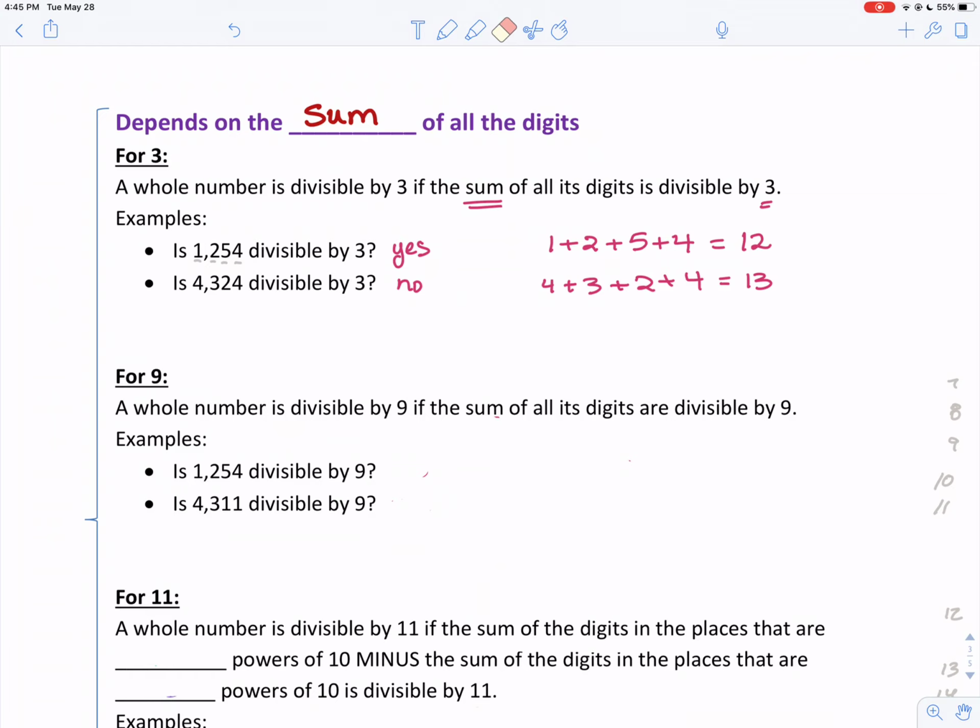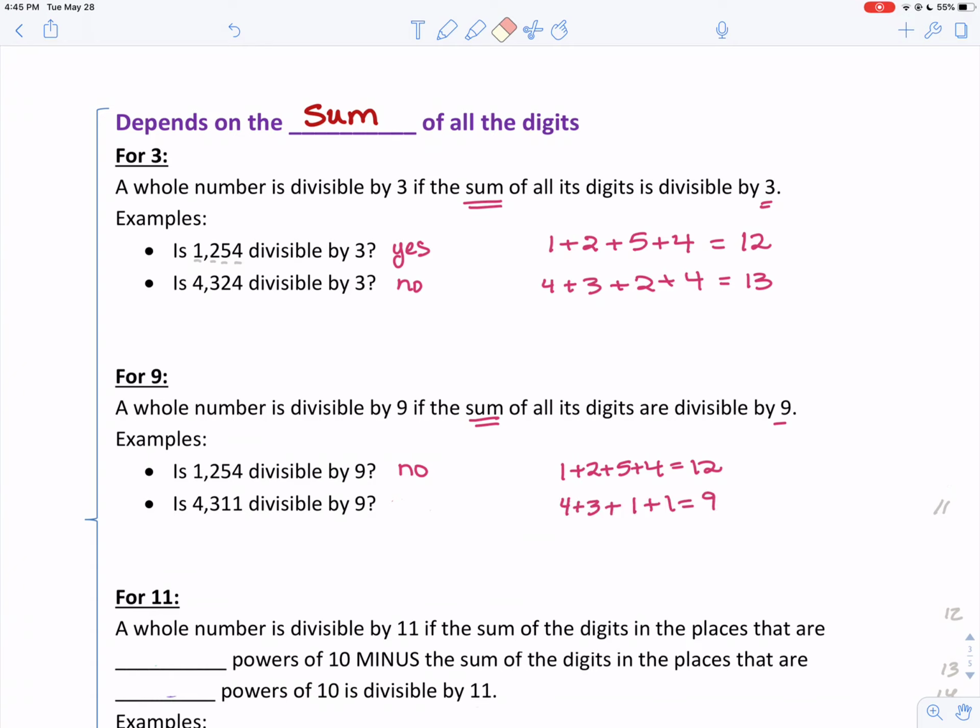To determine if a number is divisible by 9, you basically do the same thing that you did with 3. You're going to sum up all the digits, but this time, is that sum divisible by 9? So let's look at the same one we did up top, 1,254. Again, we add them up and it was 12. Well, 12 is not divisible by 9, so it is not divisible by 9.